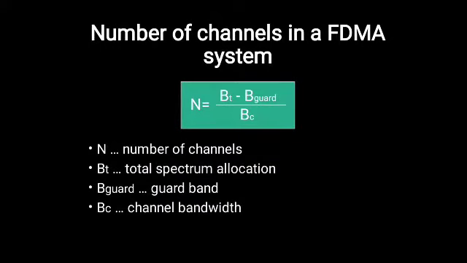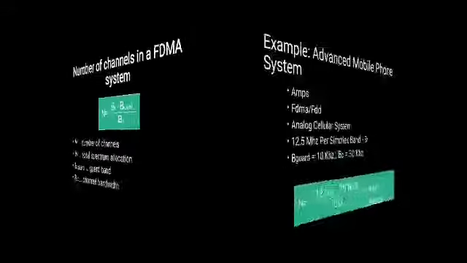Next we are going to discuss the number of channels in an FDMA system. Here the number of channels can be calculated as (Bt minus Bguard) divided by Bc, where Bt is the total spectrum allocated, Bguard is the guard band between each channel, and Bc is the channel bandwidth. By taking these, we can calculate the number of channels.